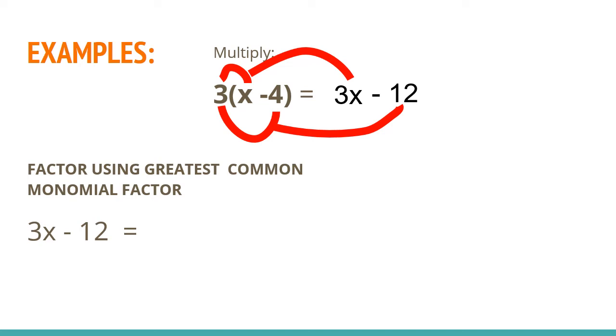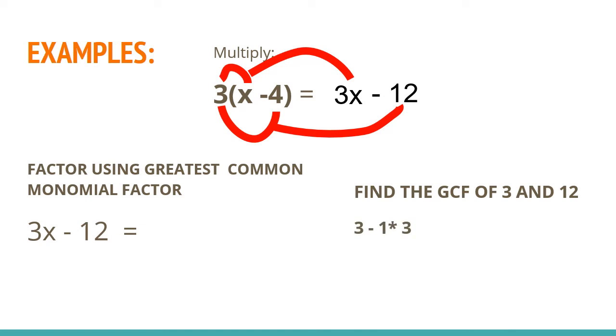So, ibig sabihin, pwede nating hanapin ang kanilang GCF. Yung ating first term ay may x, yung kabila naman, yung ating second term ay walang kasamang x. So, ibig sabihin, wala tayong magiging common na variable. So, paano natin hahanapin ang greatest common factor of 3 and 12?